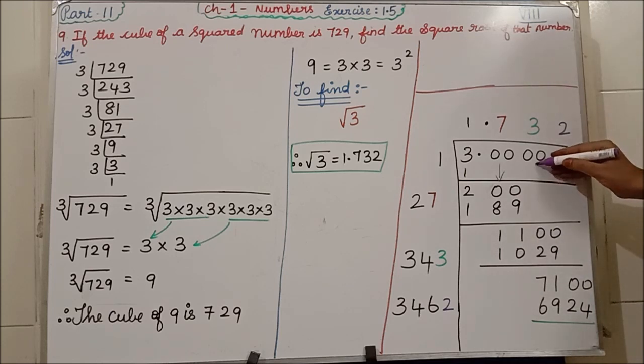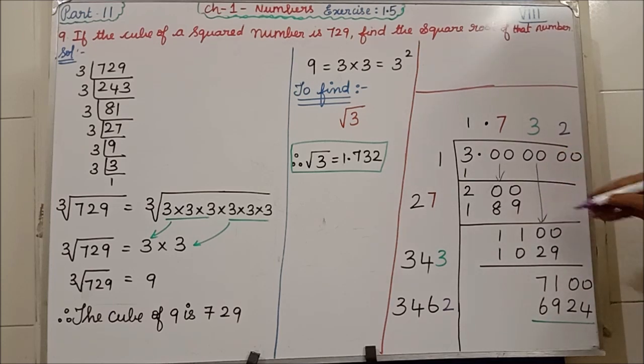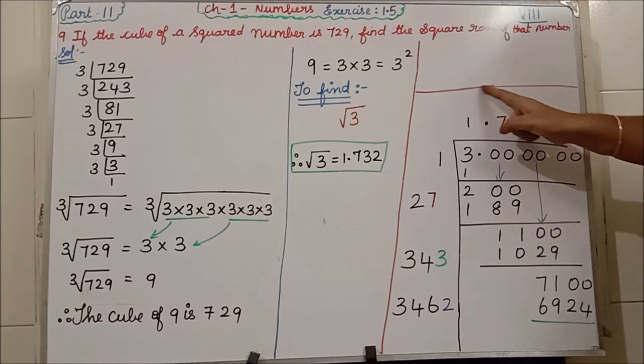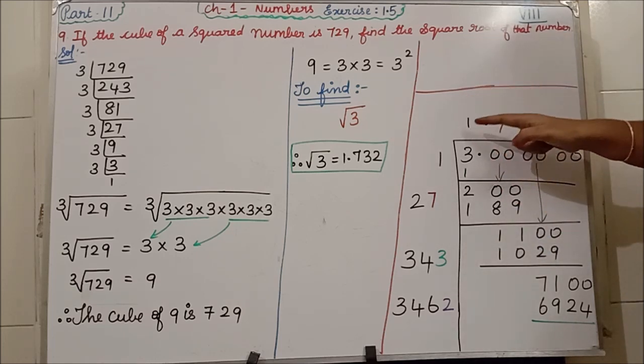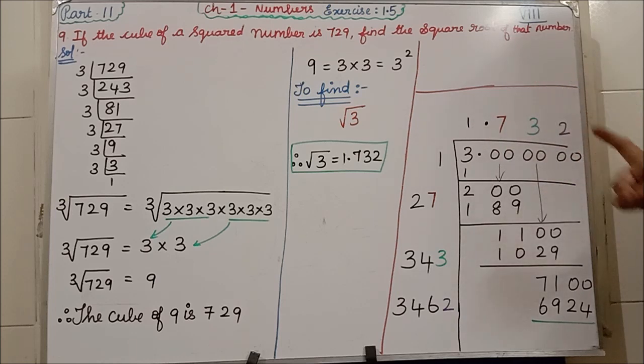Clear? Then the next step, again bring the 00 down. So for what we are having in the quotient, we are having only 1.7. That you should not take as 1.7, you have to consider as 17.